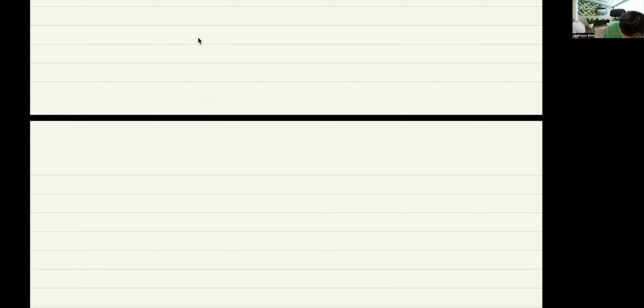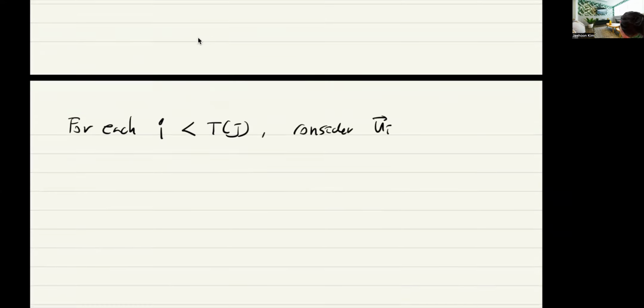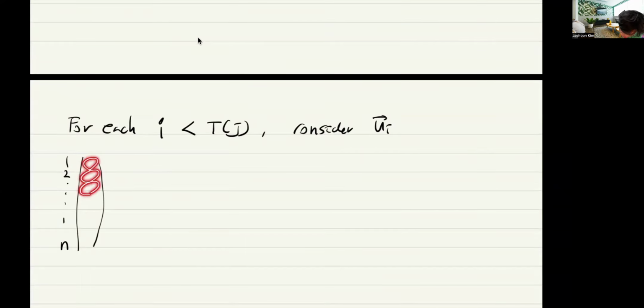So let's consider A_1 first. For each i smaller than T_j, we consider u_i, this vector. In this u_i, as if you write a column vector, you have these coordinates, and then you see the value of each. And then we categorize these indices depending on the value here.